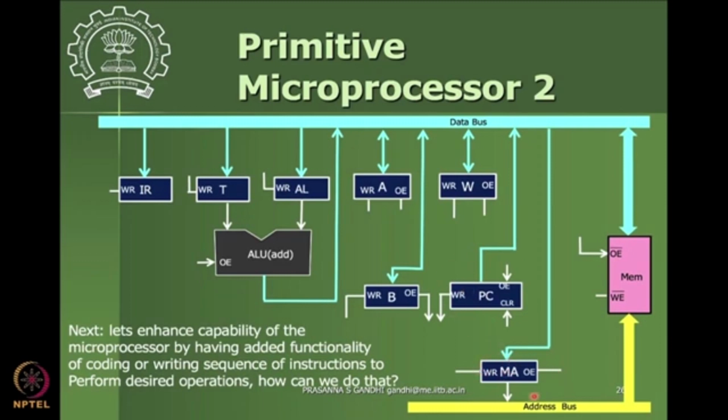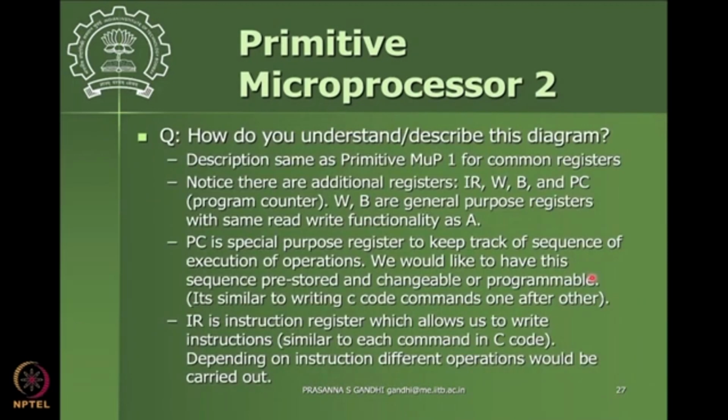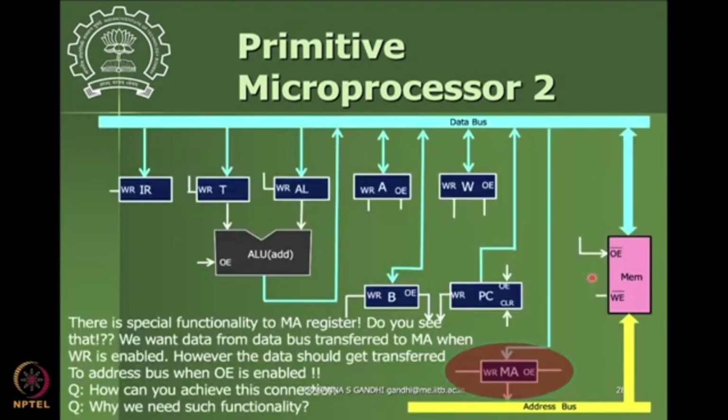There is another register which will typically be there, the memory address holding register. From that register, the address can come on the address bus, and that particular location in memory will get addressed. So this is some description or understanding of this diagram. You can pause it and read through to understand a little better if you need to. Now there are some questions that we can raise.